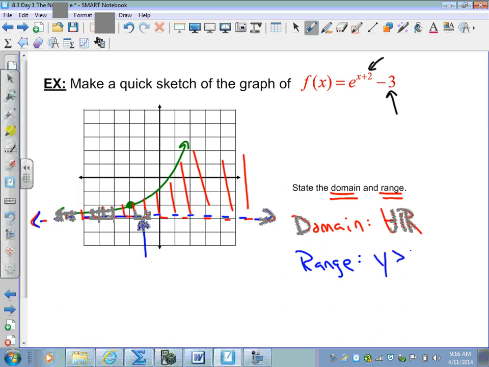And again, we can see that by this vertical shift. If we knew what the range was before, that y could be greater than 0, then it all just shifted down 3. So there's our new range.